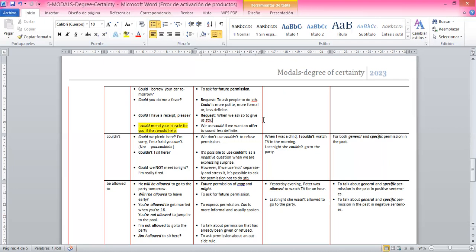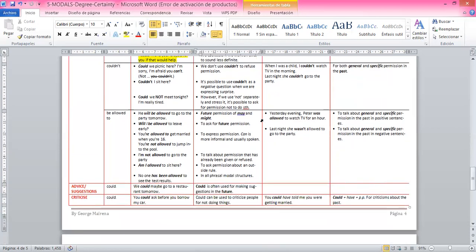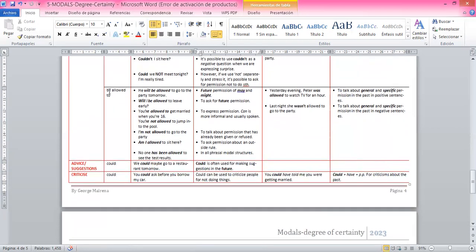Have you got any questions so far? No, I'm fine. Okay, good. Let's see another one that we have here, something different. "To be allowed to". Are you familiar with that modal? Do you know what it means in Spanish? No, I don't know.